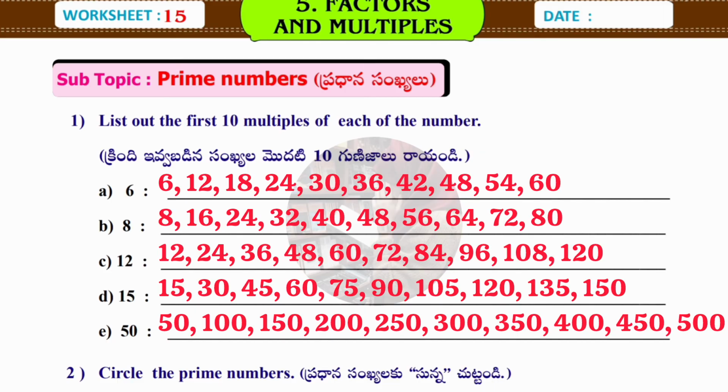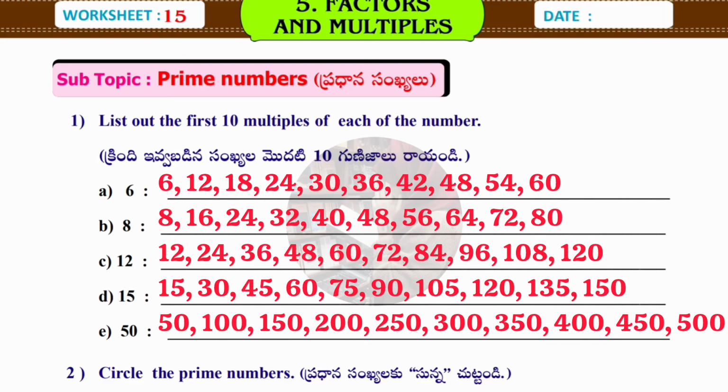Okay, let's see. The first number is 6. 6 1 is 6, 6 2 is 12, 6 3 is 18, 6 4 is 24, 6 5 is 30, 6 6 is 36, 6 7 is 42, 6 8 is 48, 6 9 is 54, 6 10 is 60. Like that, the 8th table: 8 1 is 8, 8 2 is 16, 8 3 is 24, 8 4 is 32, 8 5 is 40, 8 6 is 48, 8 7 is 56, 8 8 is 64, 8 9 is 72, 8 10 is 80.